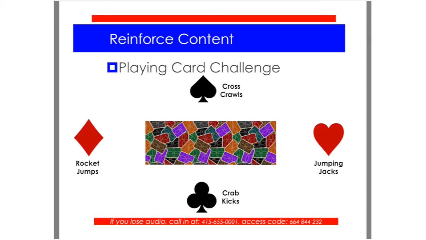So if you ever do this with classroom teachers, they're going to come up with a whole bunch of different ways to use the math, and it'll blow your mind. But they really like this one.